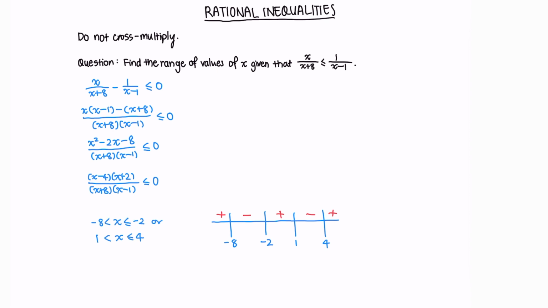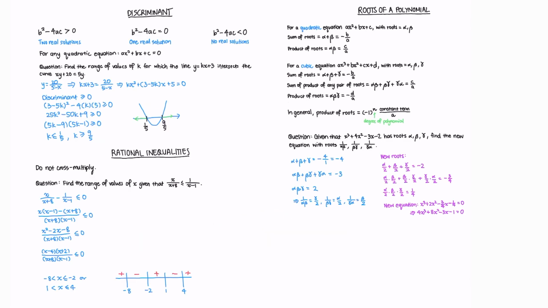Alright, here's a summary sheet for rational inequalities. Again, to recap, do not cross multiply. What you want to do is move everything over to one side and combine it into one fraction. And then we find the critical values, which can help us to find the answer. And here's the summary sheet for everything to do with inequalities and roots of a polynomial.